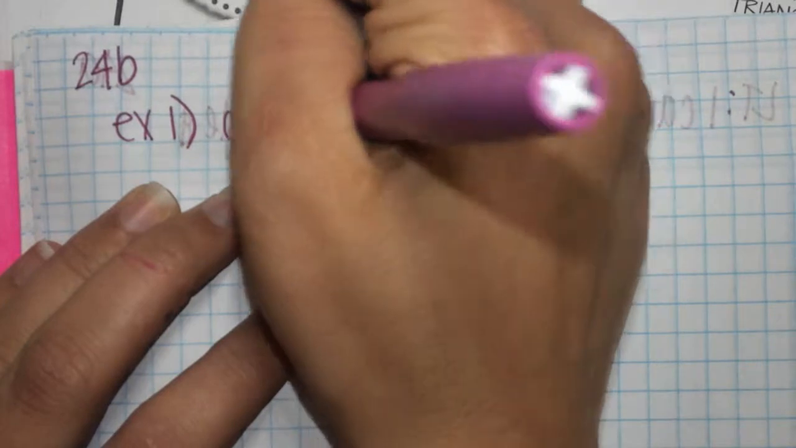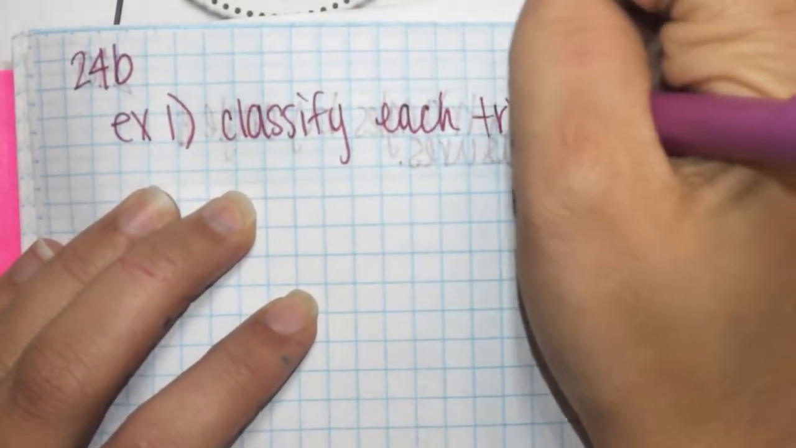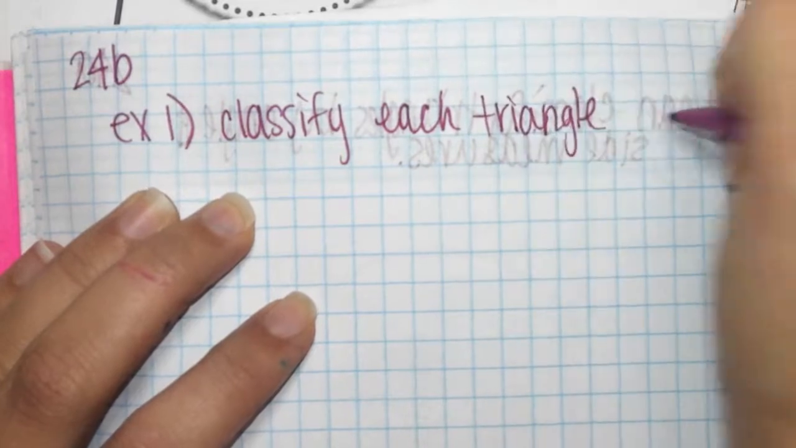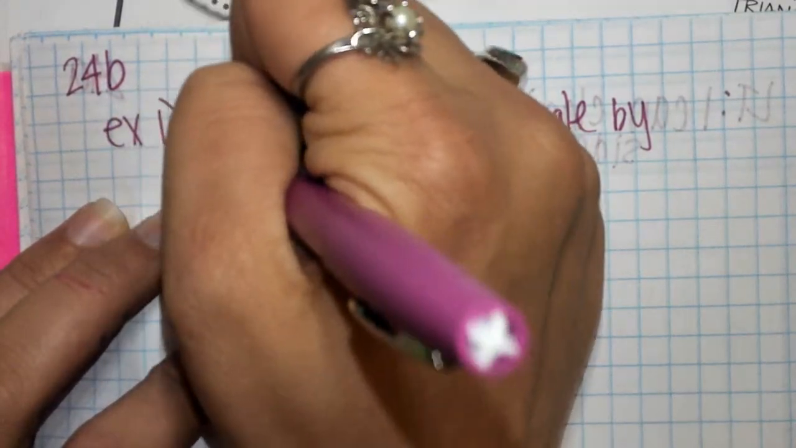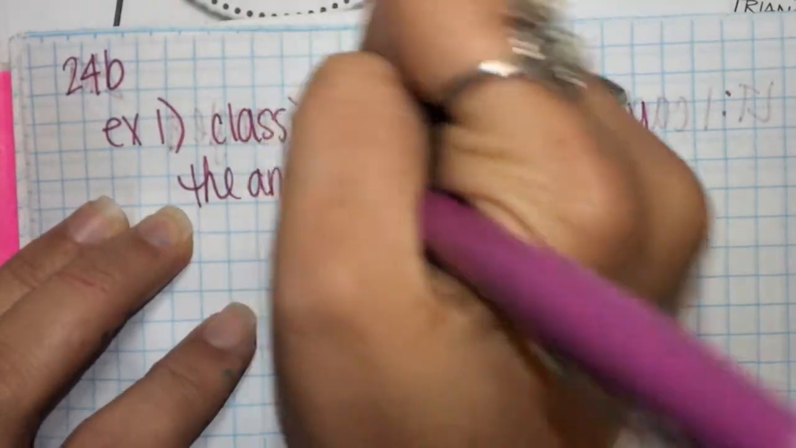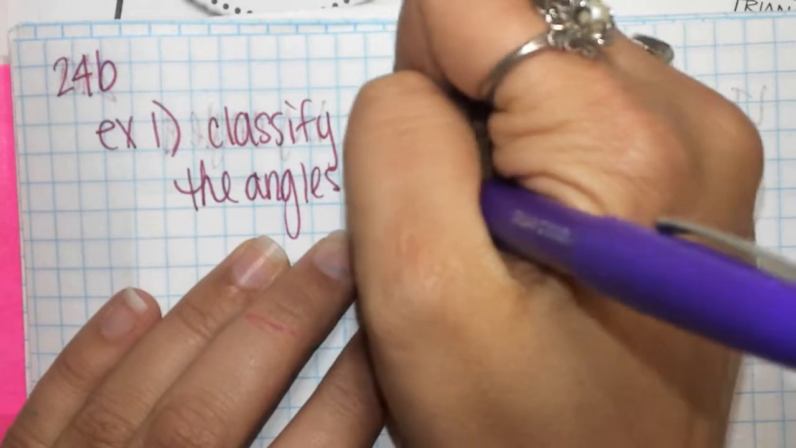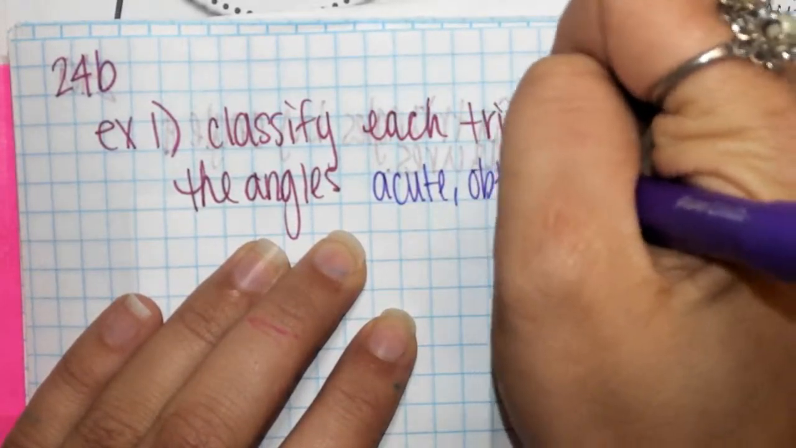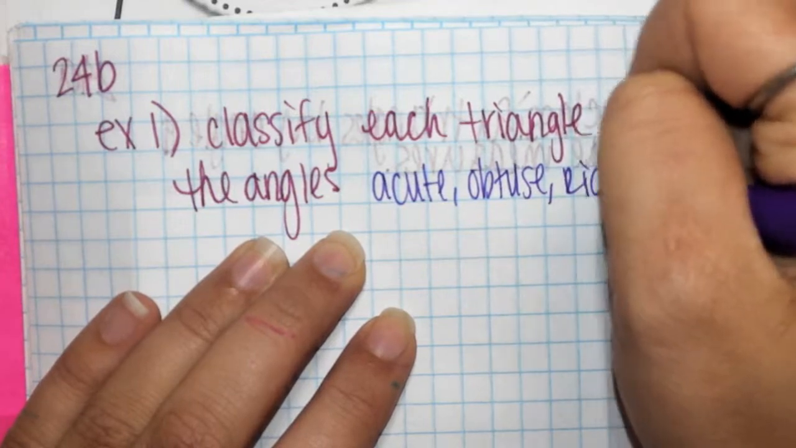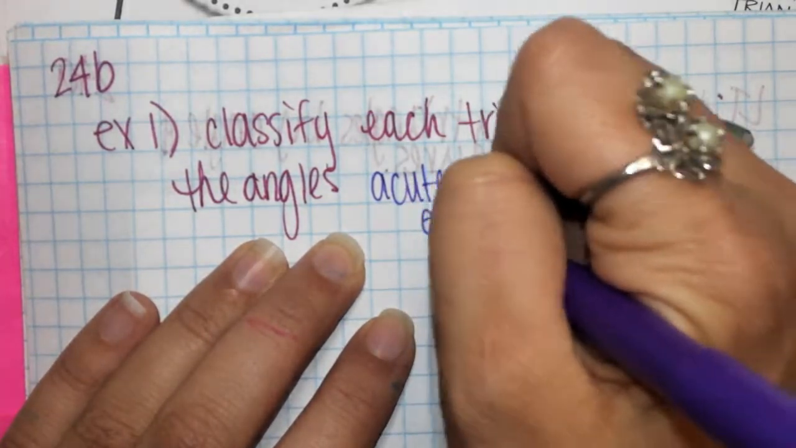Classify each triangle by the angles. Alright, so it can either be acute, obtuse, right, or the fancy one, equiangular.